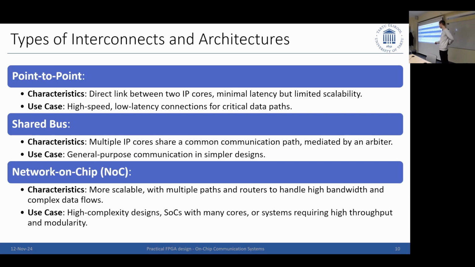So this then goes into higher complexity designs with more system on chips with many cores, so multiple CPU cores. And then you really have to start thinking about what you want to use where. Is this the overhead? Do I need this latency? Do I need this throughput? What bandwidth and so on do I want?